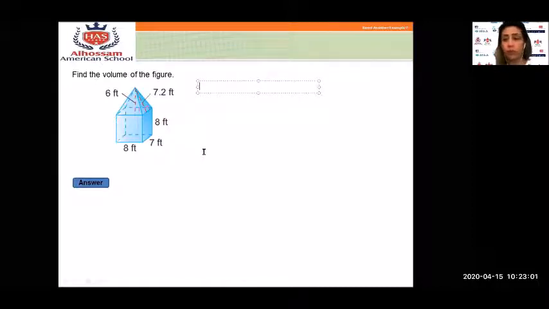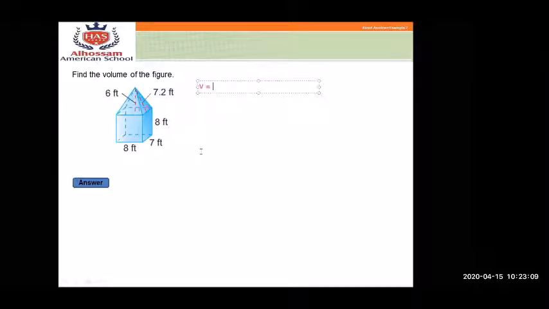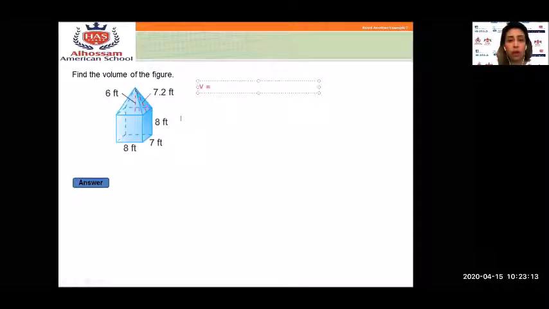We will start with the square. Yes, V equals volume. It's not a square, Omar. The lower part is a prism. It's not only a square, it's a prism. Okay, and it's not a square. It's a rectangular prism.